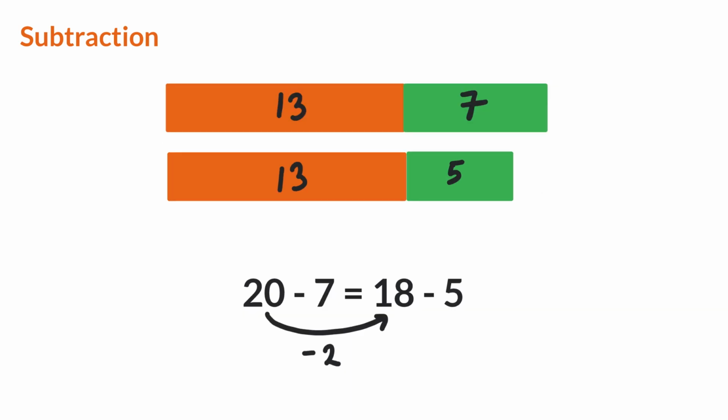Let's have a look at this number sentence a little bit more closely now. When we compare the two sides, the 20 changes into an 18, so it goes down by 2. And if we look at the 7, that becomes a 5. That also goes down by 2. So for subtraction, we see that both the values go down to ensure that the orange bar remains the same. Let's use this to work out an example with a number sentence.